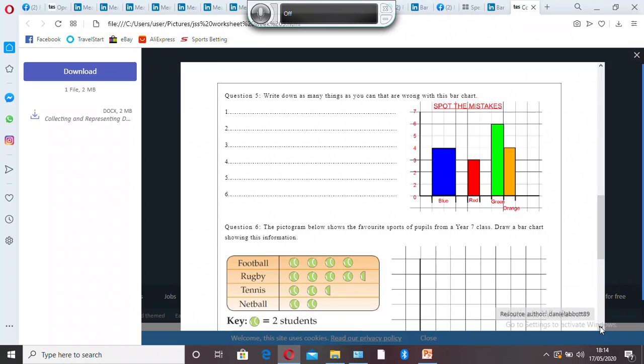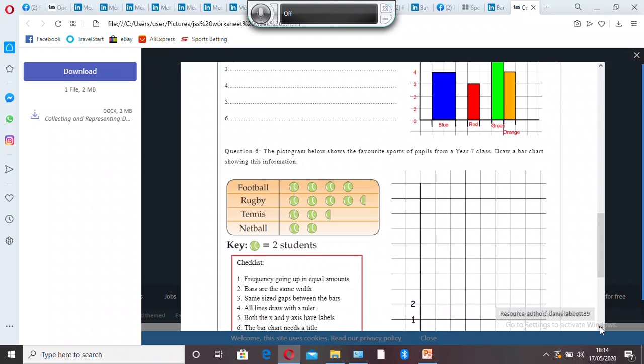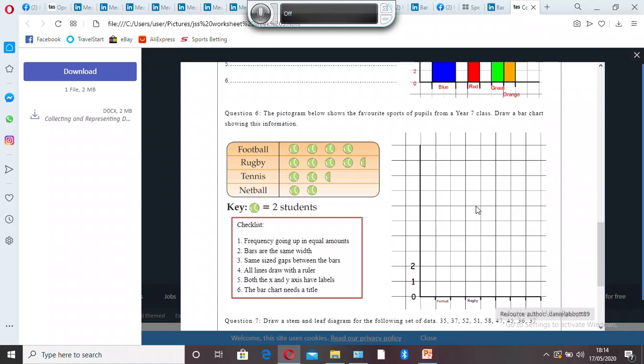The final question I want you to solve for us here. Question 6. The pictogram below shows the favorite sports of pupils from year 7 class. Draw a bar chart showing this information. Look at that, football. They're giving you a key. The key is like a secret to this pictogram. The secret to this pictogram says each football represents 2 students.